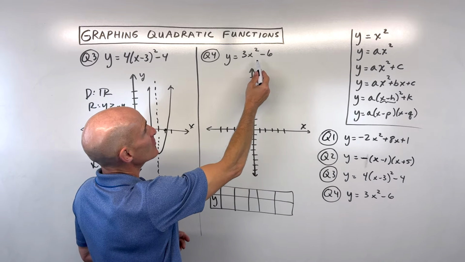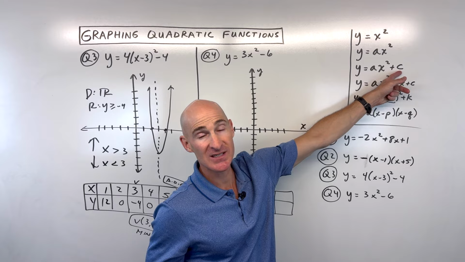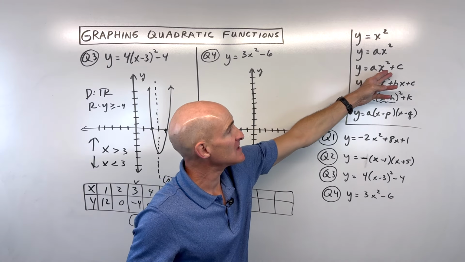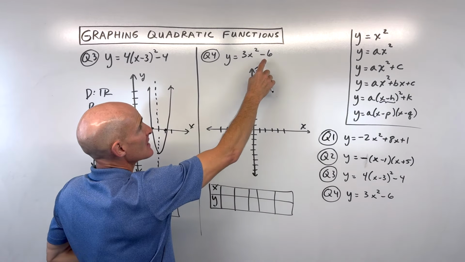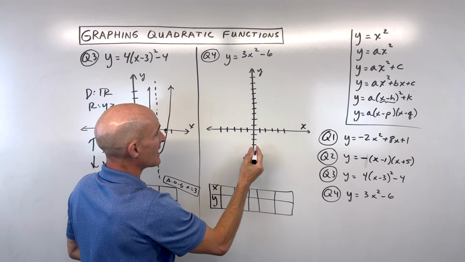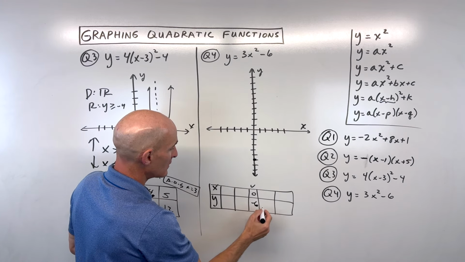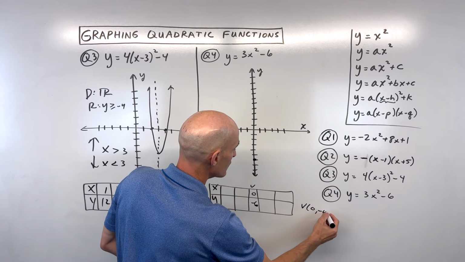So last question, when we look at this one here, what form is it in? Looks like this ax squared plus c form. Now what does the c do? It shifts the graph up and down. In this case, negative 6 means it shifts it down 6. It's not moving left or right. So the vertex here is going to be at 0, negative 6. Let's just write that down, 0, negative 6.